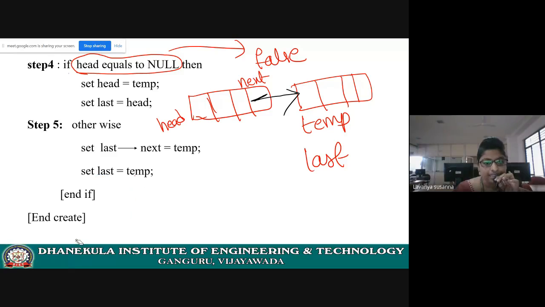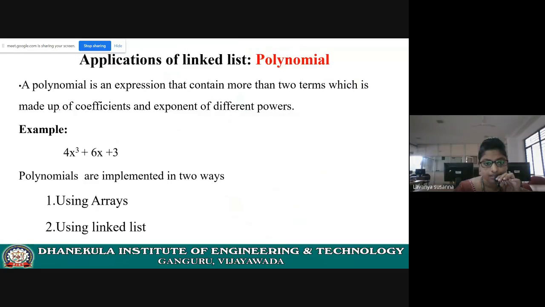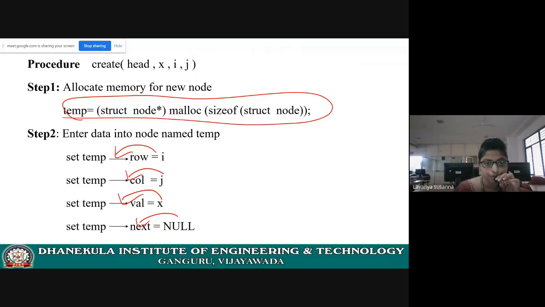See again, if you are creating another node, for example you are accessing another non-zero element, again you are creating another node. What is the node name? Temp. Now see here, again you need to insert some values. Temp of row equal to i, temp of col equal to j, temp of val equal to x. Here x is a non-zero value, i is the row index of the non-zero value, and j is the column index of the non-zero value.